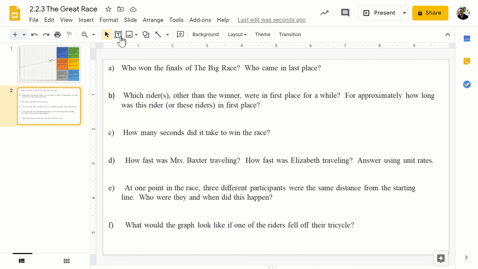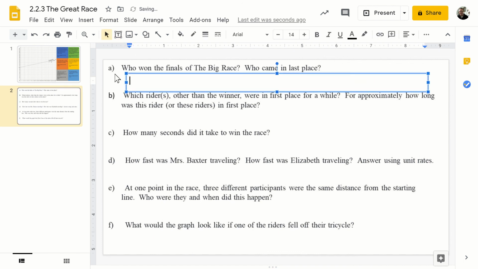So again, to answer these, if you could just grab a text box and drag it in here, you can type your response there, and I'll be able to see those.